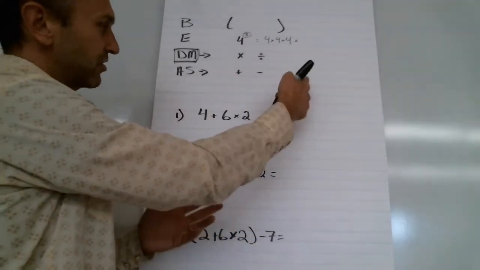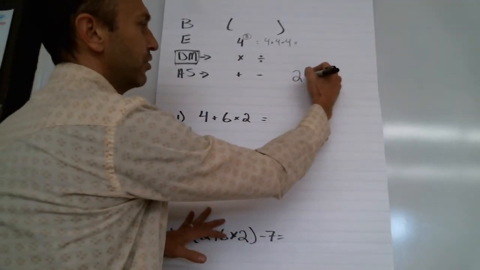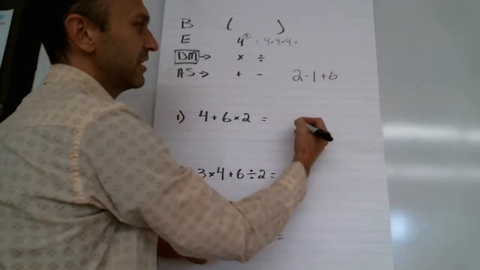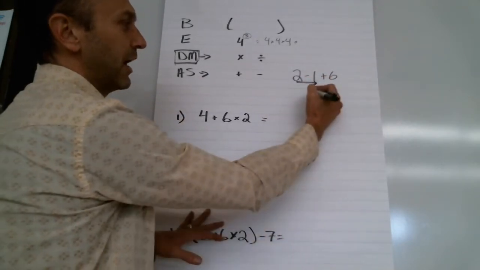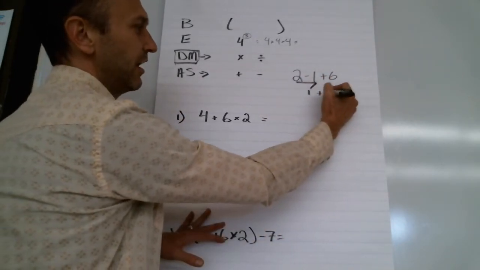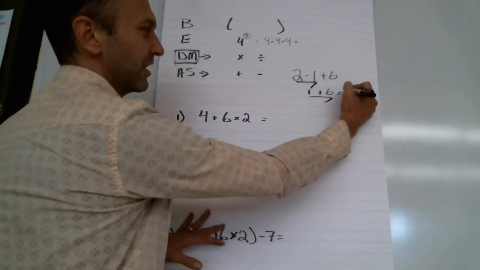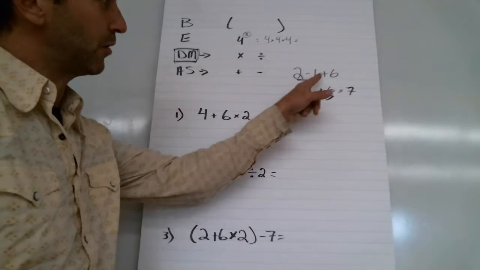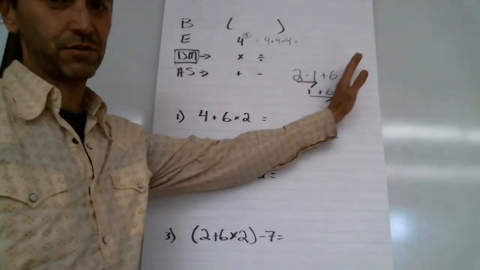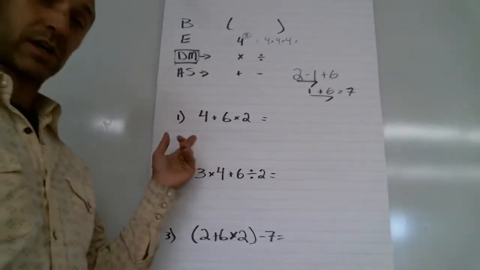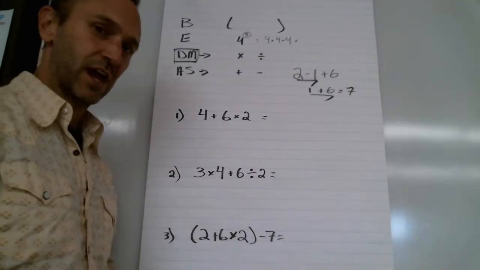So if the subtraction comes in the problem, let's say we have 2 minus 1 plus 6, we would do the 2 minus 1, which is 1, then the 1 plus 6, which would give us 7. Always in the order as they occur from left to right. So I'm going to do a couple of sample problems for you, just so you have a bit of a reference.